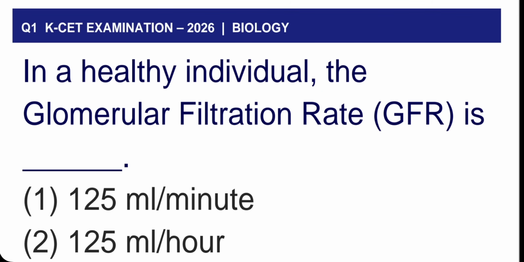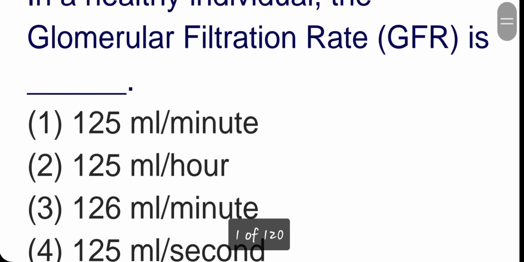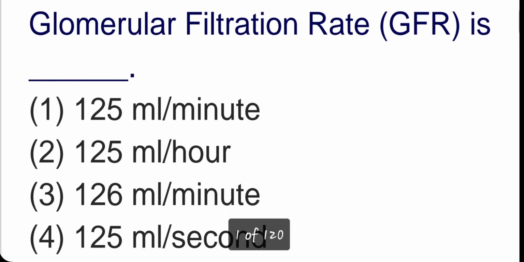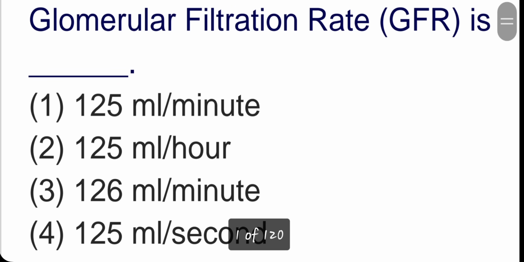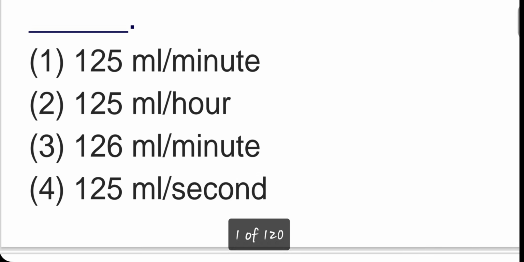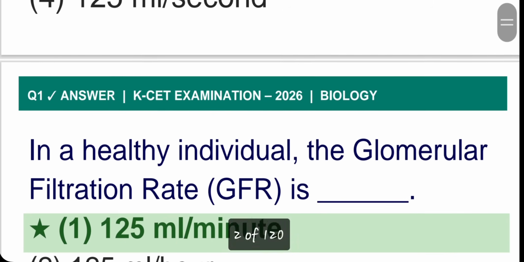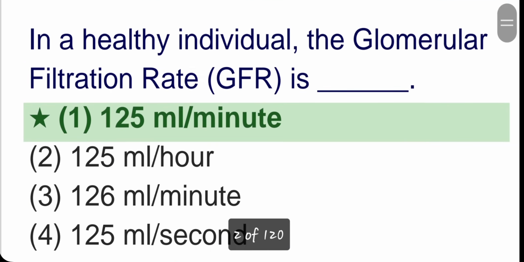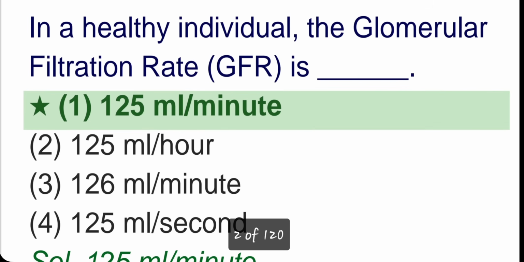In a healthy individual, the glomerular filtration rate is dash: 125 ml per minute, 125 ml per hour, 126 ml per minute, 125 ml per second. The answer is 125 ml per minute. So it is 125 ml per minute.